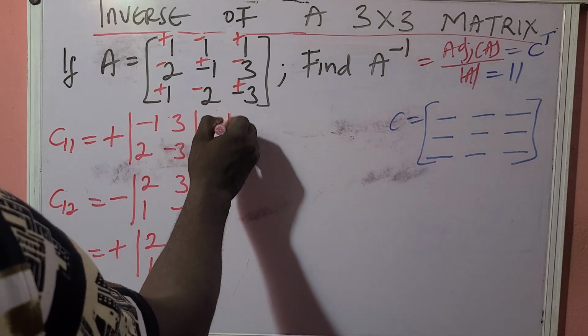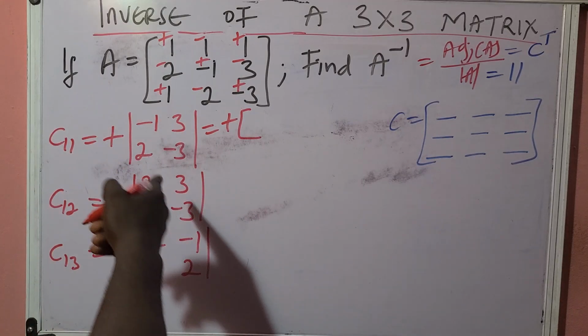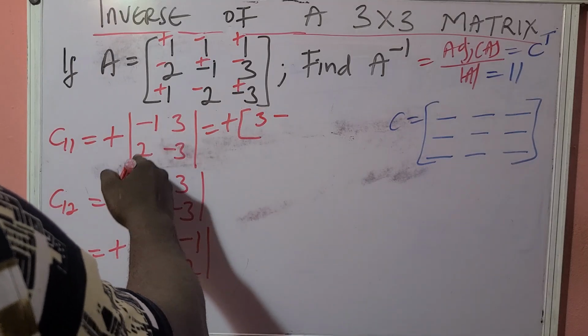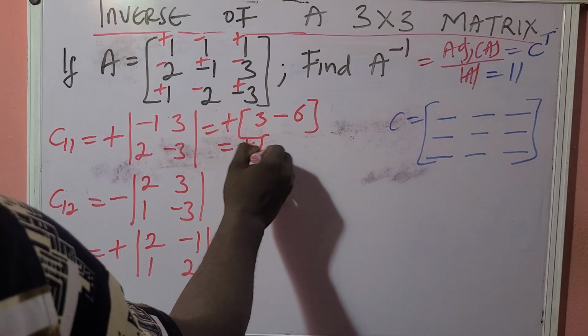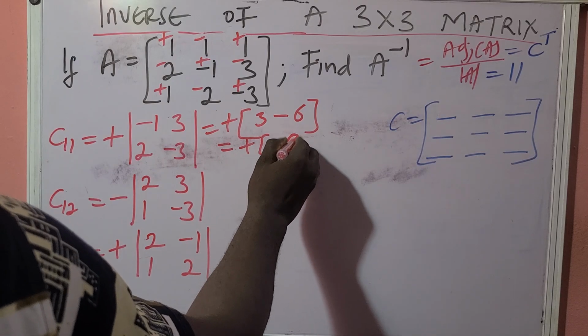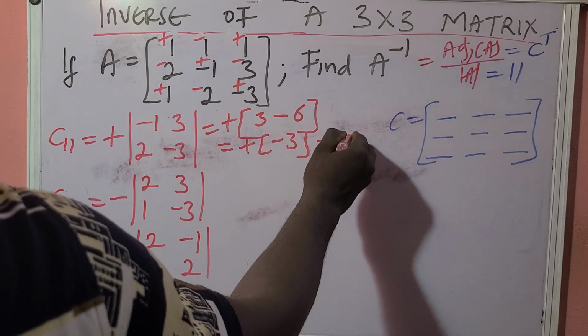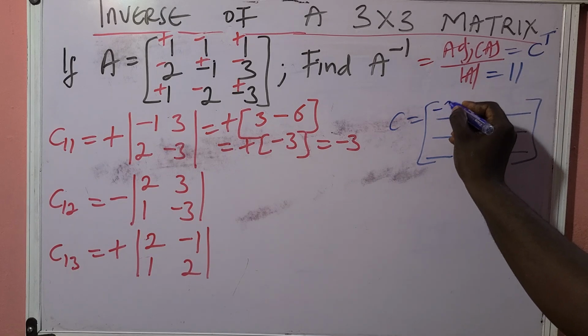This will be plus. Then you find the determinant. Because this is a determinant braces, we put it in. This will be minus 1 times minus 3, that'll be 3, minus 3 times 2, 6. So we have plus minus 3, and that will be minus 3. So that's the very first element of our cofactor matrix. We can fix that here already. This will be minus 3.